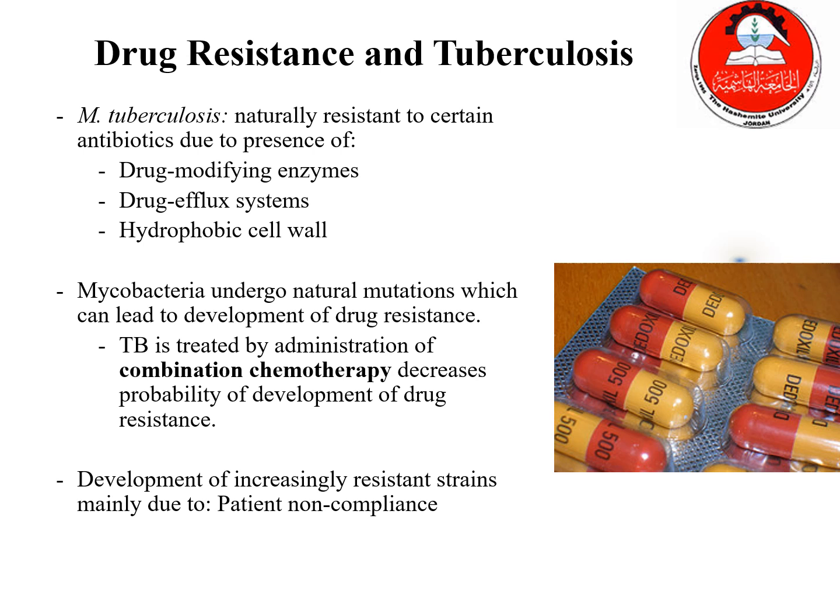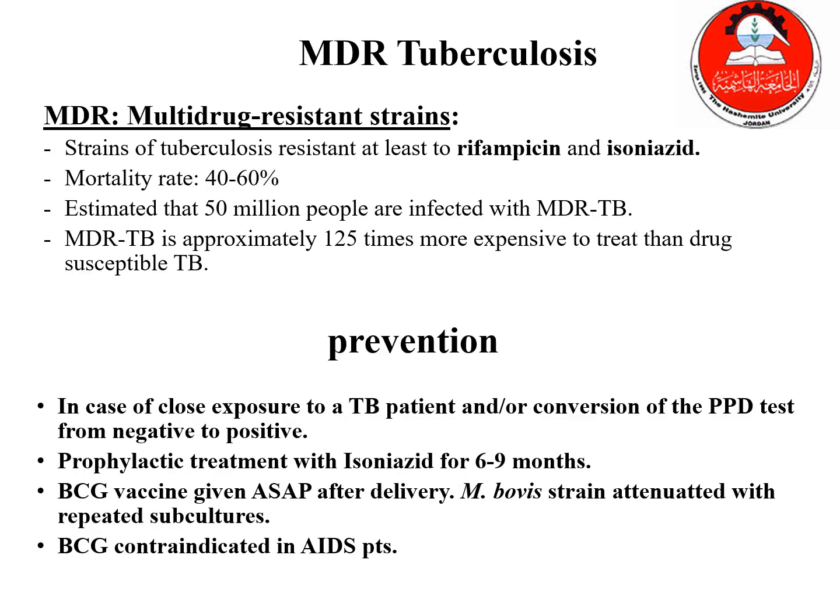Development of increasingly resistant strains is mainly due to patient non-compliance. The number one cause of resistance development is non-compliance of patients to the drug regimen. Multi-drug resistant strains are called MDR, and we also have XDR, the extremely multi-drug resistant strains, which have emerged as a result of non-compliance, as we said. In those patients with MDR and XDR, the mortality rate is increased 40 to 60%, and an estimated more than 50 million are infected with MDR TB. MDR TB is approximately 125 times more expensive to treat than drug-susceptible tuberculosis.